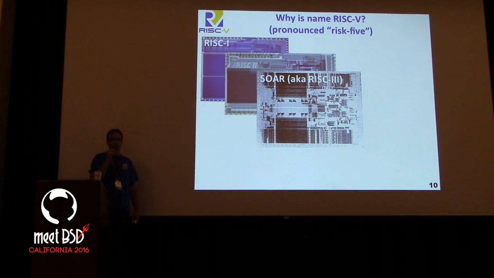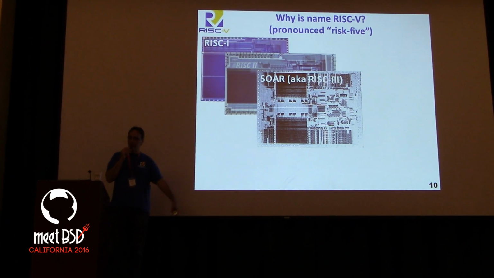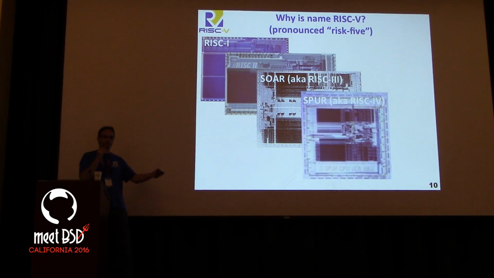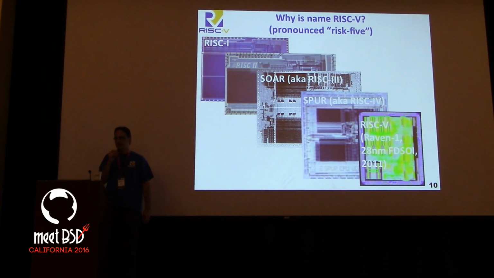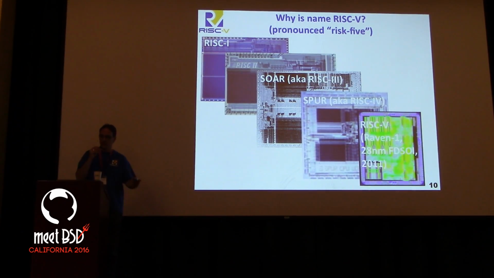Now SOAR was the next one, which was Dave Ungar's project to put Smalltalk on a RISC, and we posthumously renamed that RISC-3. SPUR, some of you may know, was the big multiprocessor project here, Symbolic Processing Using RISC. We renamed that one RISC-4, and so this is RISC-V. And that's the first tape out we did of a RISC-V chip back in 2011, 28 nanometer FDSOI. Okay, so that's why it's RISC-V.